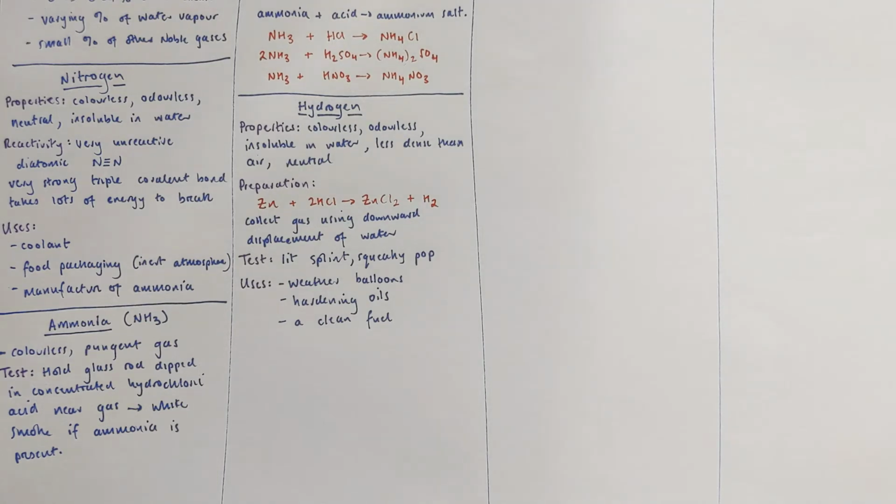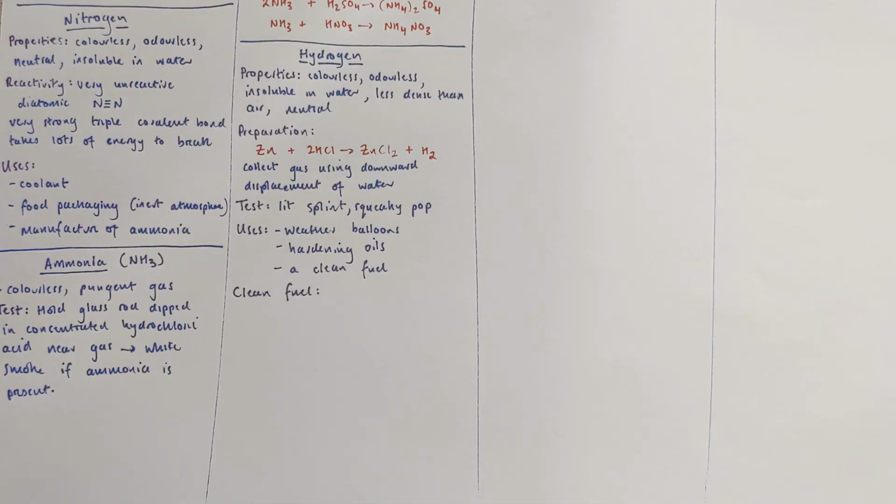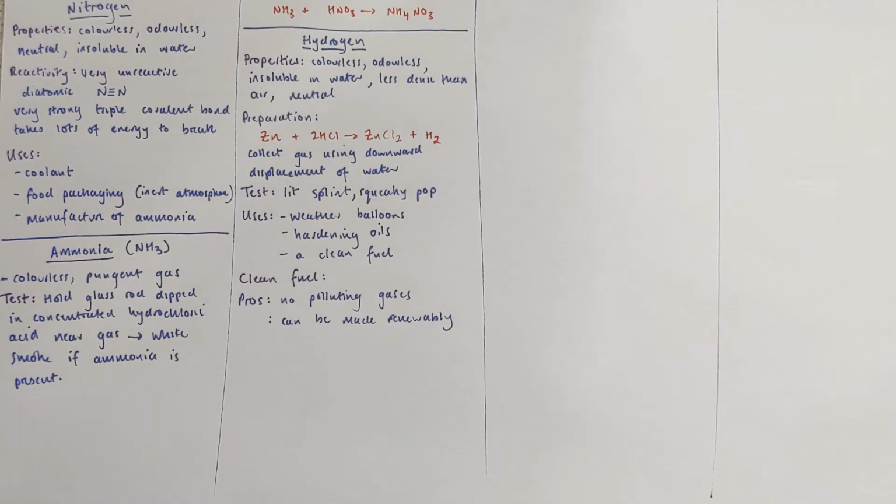You can burn it to produce heat, which obviously is what a fuel does. The main advantage of hydrogen as a fuel, which I call a clean fuel, is that when it burns, it doesn't actually produce any harmful gases like CO2. And the final section on hydrogen is just the pros and cons of it being used as a clean fuel. The main advantage is it doesn't produce any polluting gases, no carbon dioxide, no other greenhouse gases.